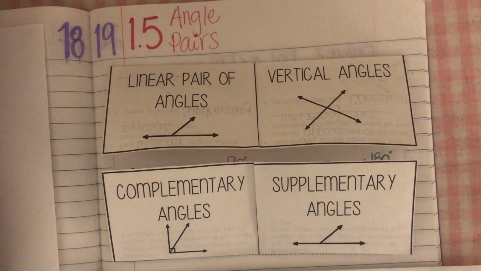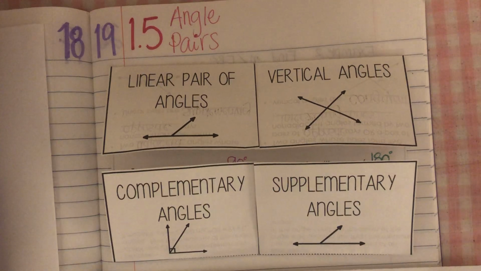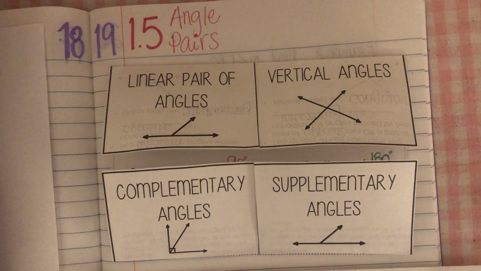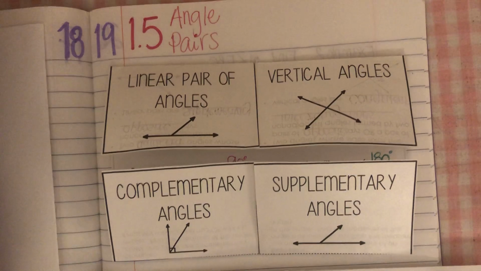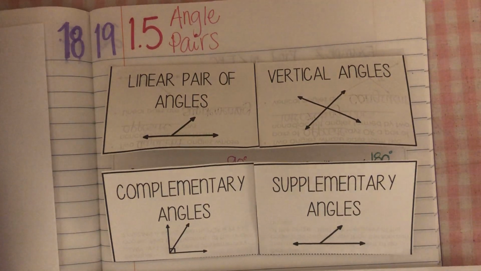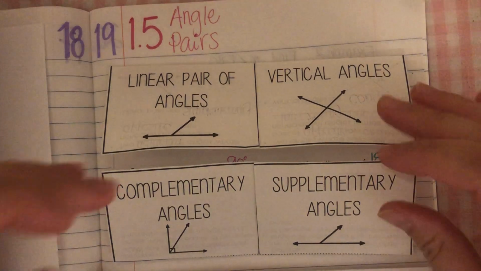Welcome back, everybody. Today we're going to talk about lesson 1.5, angle pairs. And we're going to talk about four special angle pairs today: linear pairs of angles, vertical angles, complementary angles, and supplementary angles. Now, those last two you probably heard of. You probably heard of complementary and supplementary. So let's go over those first.